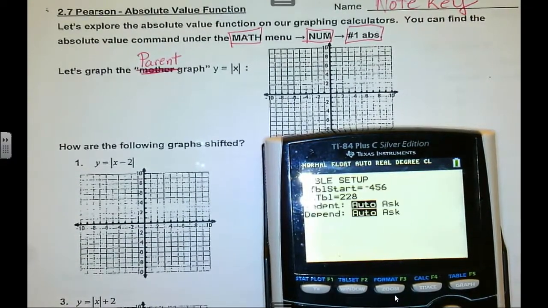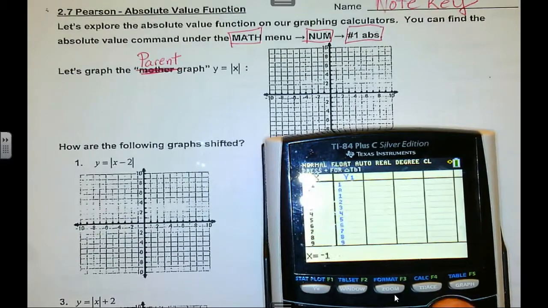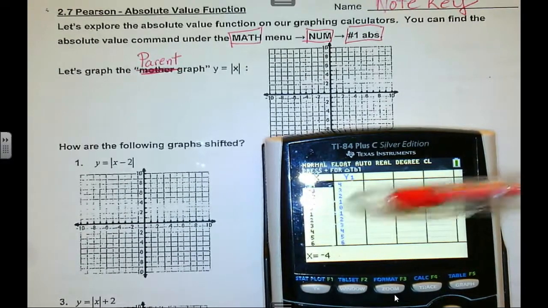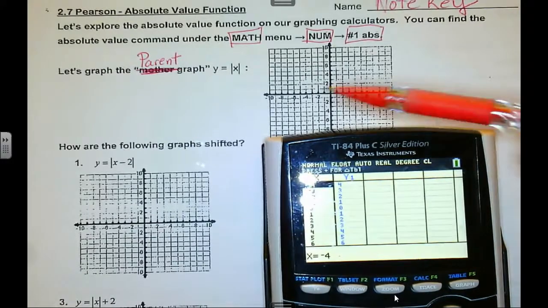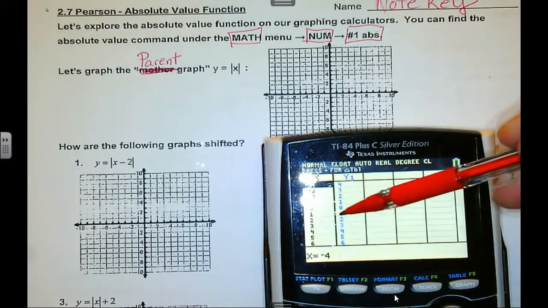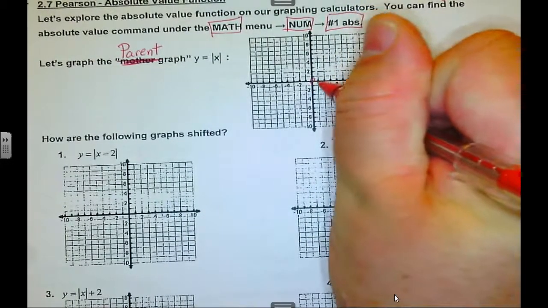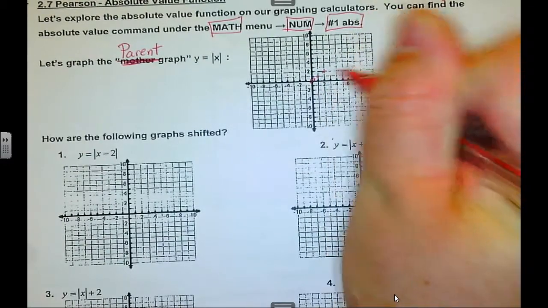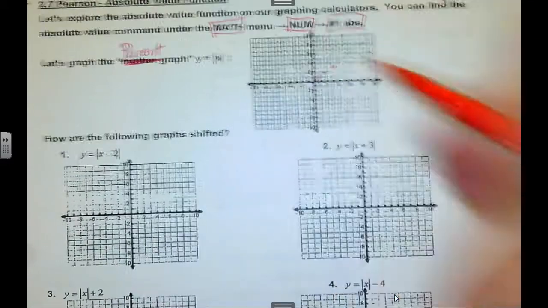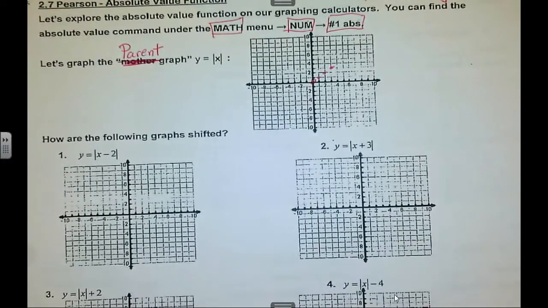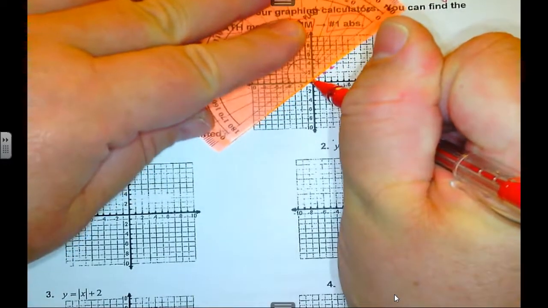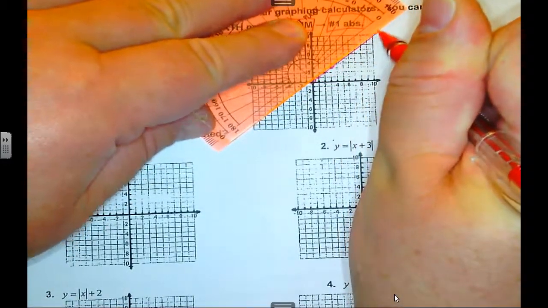Sometimes your calculator, people are going to mess up. Okay, on your table, you should get points 0, 0, 1, 1, 2, 2, 3, 3. Get yourself a nice straight edge. So here's one side of my V.